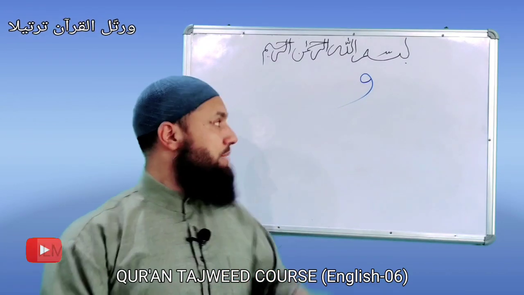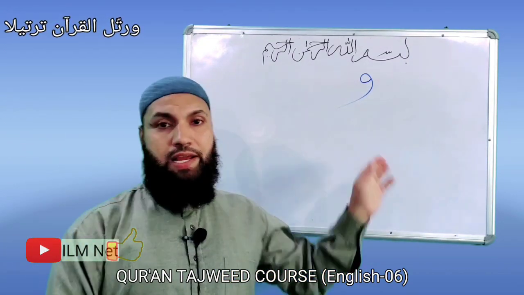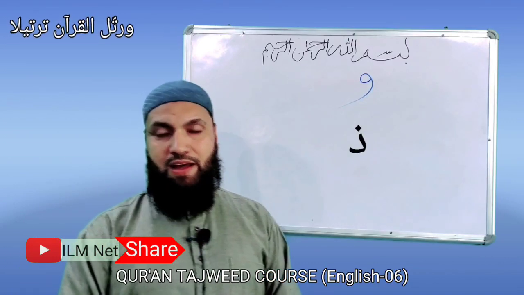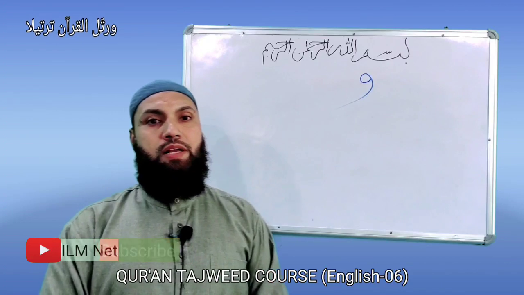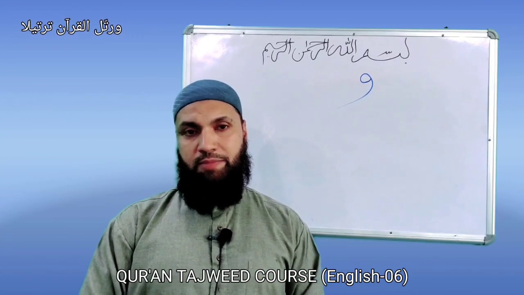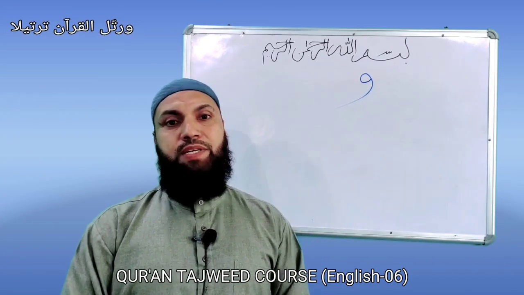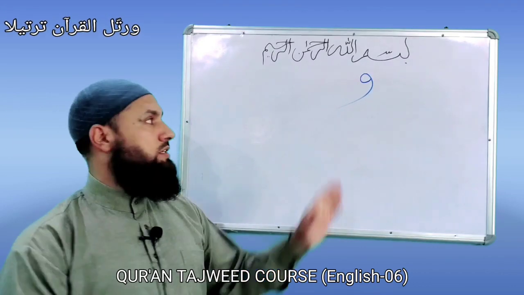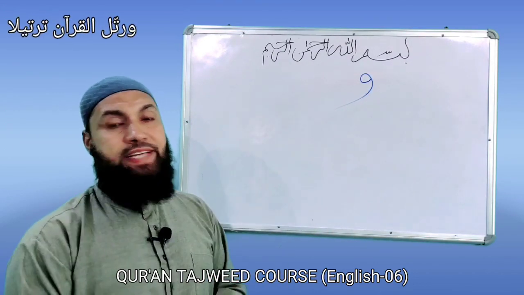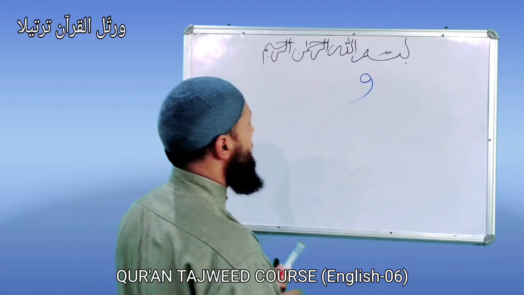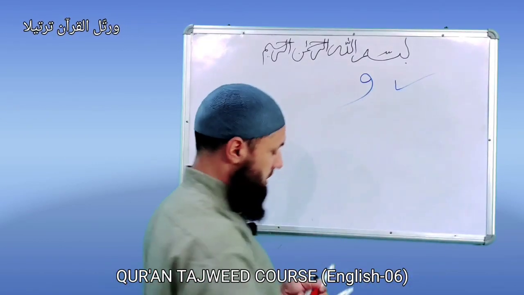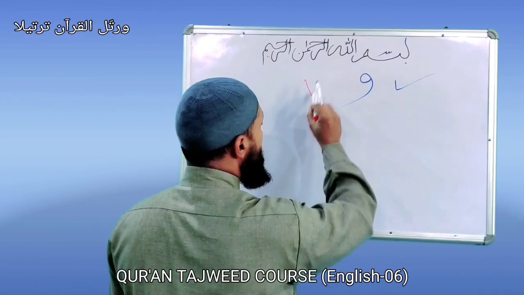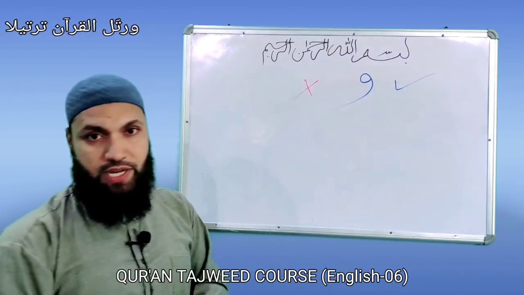Waw, like many other letters of the Arabic alphabet like alif, dal, dhal, ra, za, is an unfriendly letter of the Arabic alphabet. That means it cannot be joined with the letters on its left side. It can only be joined with the letters on its right side. Waw can only be joined with the letters on its right side, and it can never be joined with the letters on its left side.